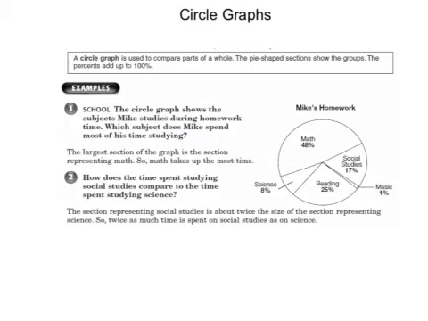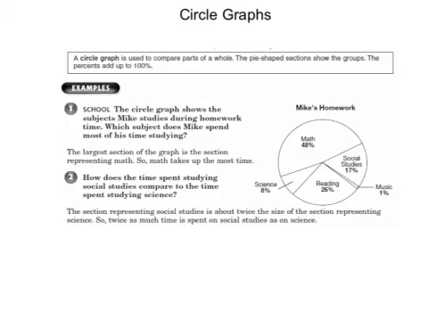It says that the circle graph shows the subjects Mike studies during homework time. Which subject does Mike spend most of his time studying? Well, it's very simple. You can take a look at the circle graph. You're looking for the biggest pie piece, which would be math. You could also compare the numbers. Either way, we can say that the largest section is math. Therefore, that is the subject he spends most of his time on.